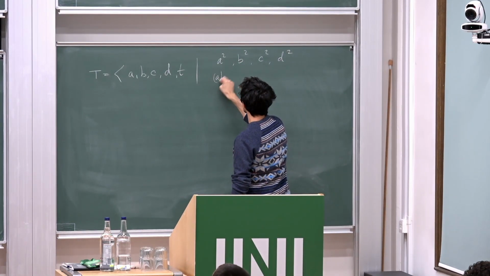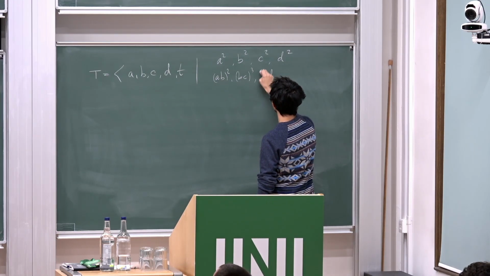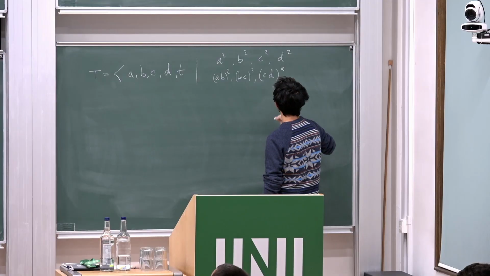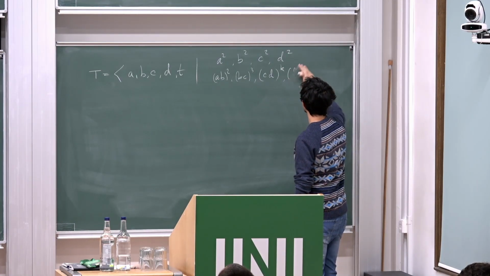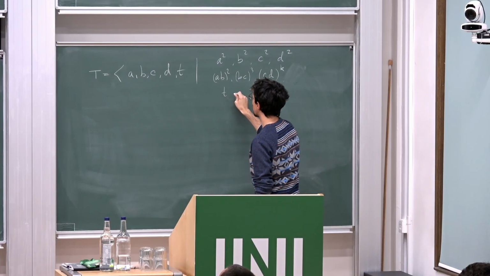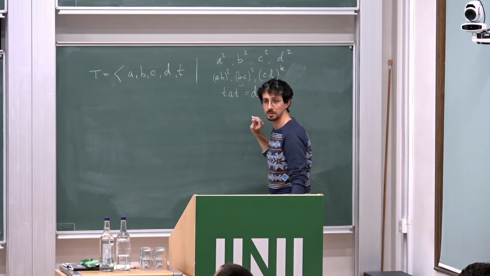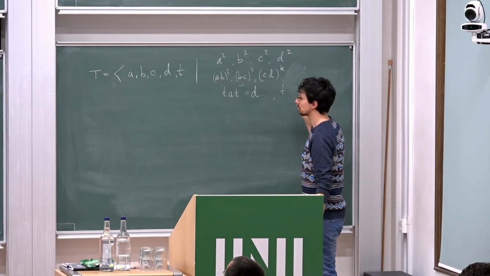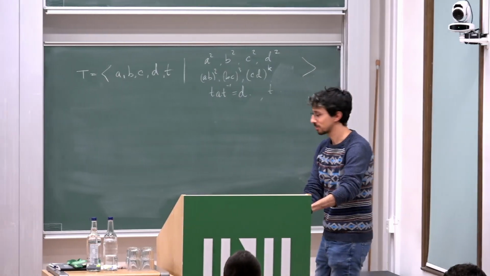Okay, A squared, B cubed, C to the K, D. Maybe I don't need the last one. T conjugates A to D, okay, and T. Okay, why am I writing this in this one?